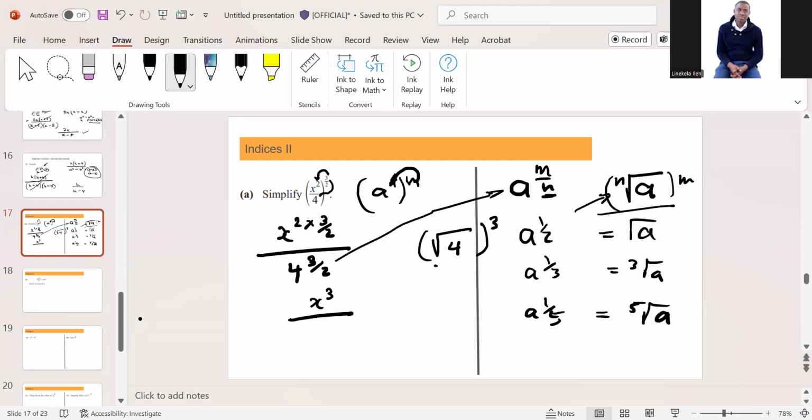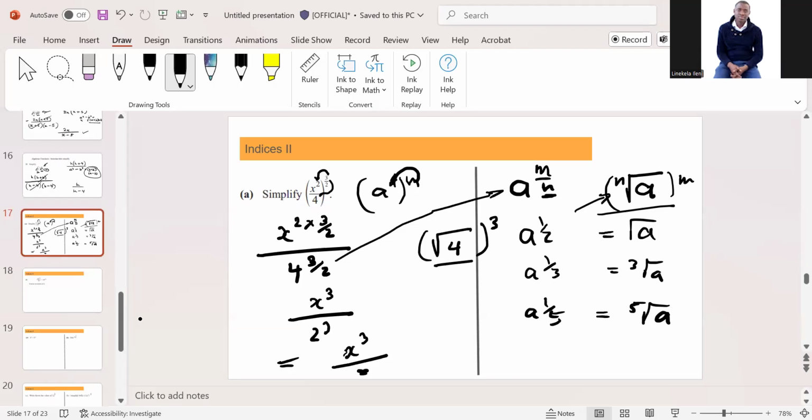Thereafter, you can compute. Square root of 4 is 2, and then 2 to the power of 3 is 8. So it's 2 to the power of 3. If I was to compute that, then I'll end up with 8.